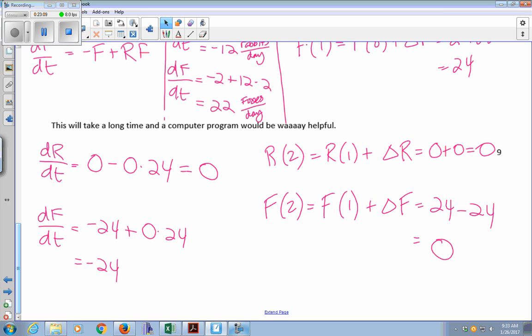So if there wasn't a situation where both animals go extinct really quickly, this process could take a long time. If I had to do 10 steps of this, oh my God, right? You don't want to do that. So a computer program would be really, really helpful. And in fact, writing an Excel spreadsheet to do this for you is your first project.